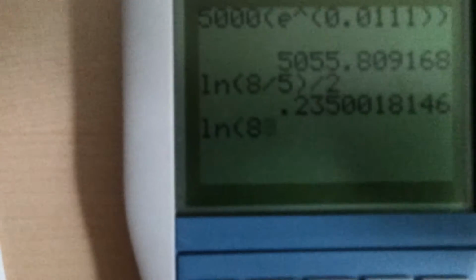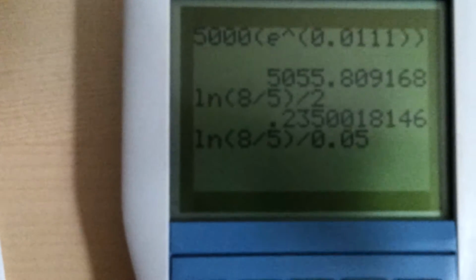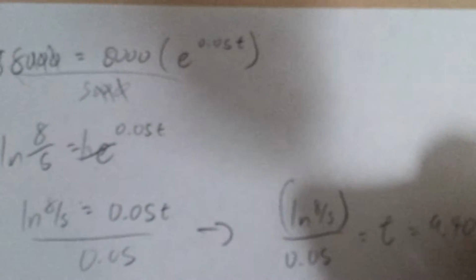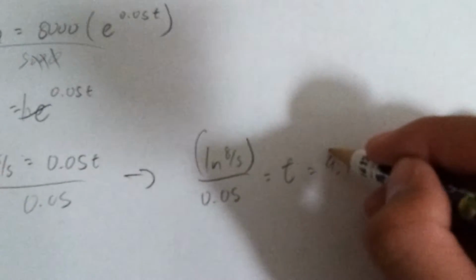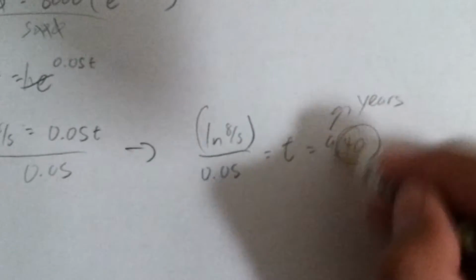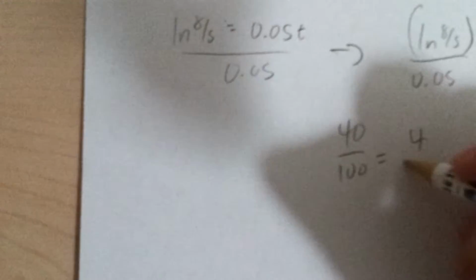So we're going to plug that into our calculator. So we see that it's 9.40 because we round to the nearest hundredth. But there's no such thing as 9.40 years. So we know that 9 will become the years. And then to find the amount of months, we're going to take this number and put it over 100. So 40 over 100, which is also equal to 4 over 10 because the 0 cancels, as you see.